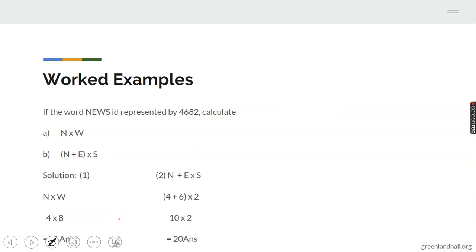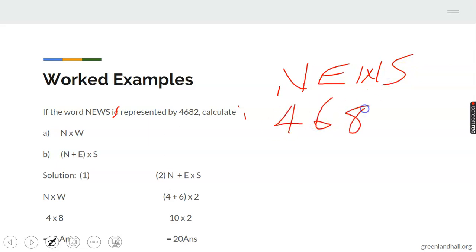Now, let's quickly go to more worked examples. If the word NEWS is represented by 4682, let's calculate. What is the first thing you need to do? Arrange the figures under the letters so that at a glance you will know what each figure stands for and what each letter stands for. Let's say we have N, E, W, S and 4, 6, 8, 2. Okay, that's done.